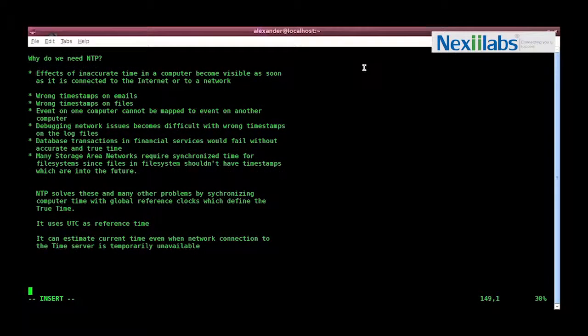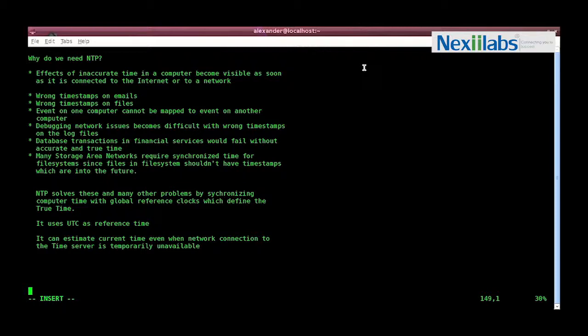Why do we need to synchronize time on computers? The effects of inaccurate time in a computer become visible as soon as it is connected to the internet or to a network. You may receive an email on a date and time before it was actually sent if your clock is inaccurate. If you want to map events on one computer to corresponding events on another computer, both must be time synchronized. Debugging network issues becomes difficult if the log files have different timestamps because the network devices were not synchronized. Database transactions related to financial services require highly accurate timekeeping.